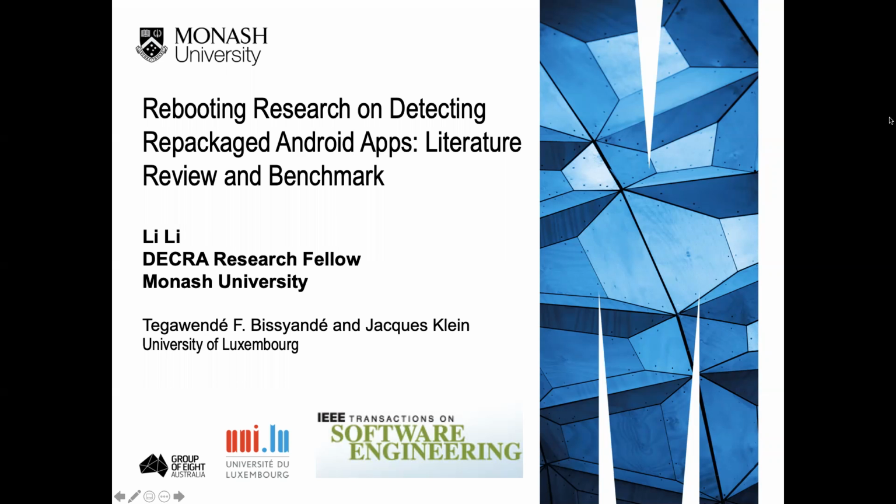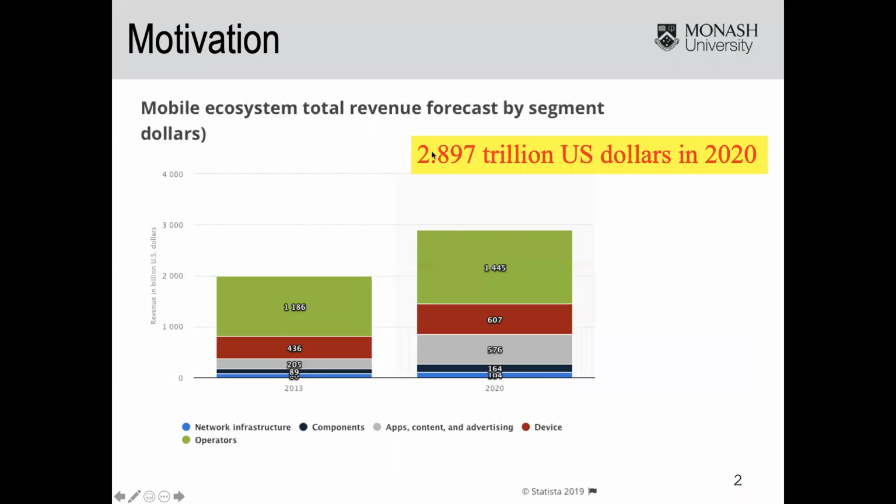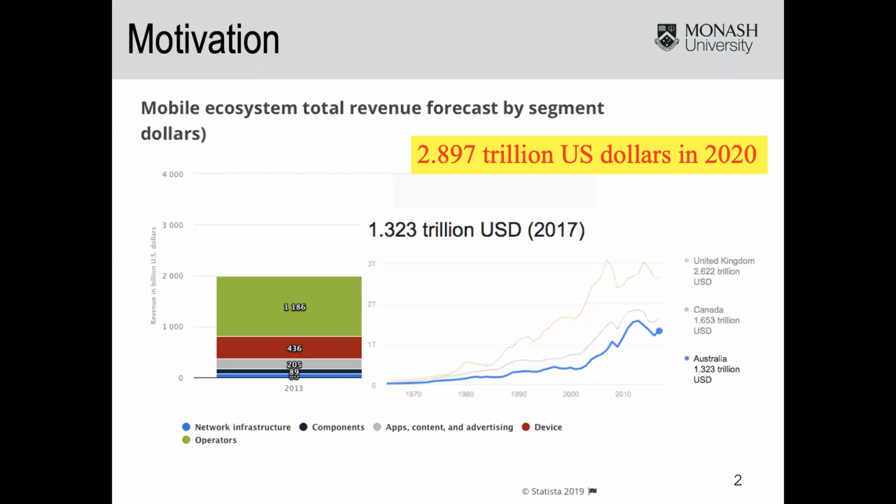So before going to the details, let me first try to convince you why there is a need to conduct this work. As you can see from this figure, the total revenue of the mobile ecosystem will reach 2.897 trillion US dollars in 2020, which is much larger than the GDP of many developed countries such as UK, Canada, and Australia.